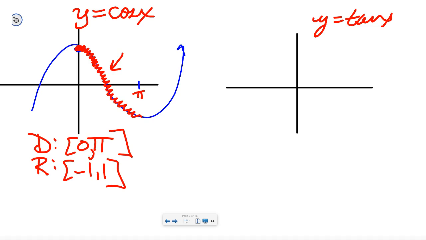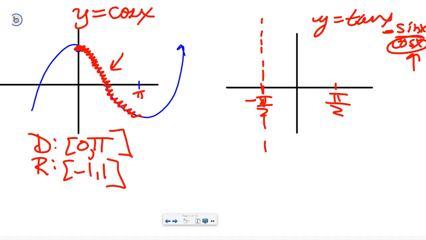Why at the pi halves? Yes, if you can, yeah, excellent reason. That's exactly what I was looking for. Tangent is sine over cosine, and asymptotes occur where a denominator is 0, and cosine is 0 up at the top of the unit circle and down at the bottom of the unit circle.